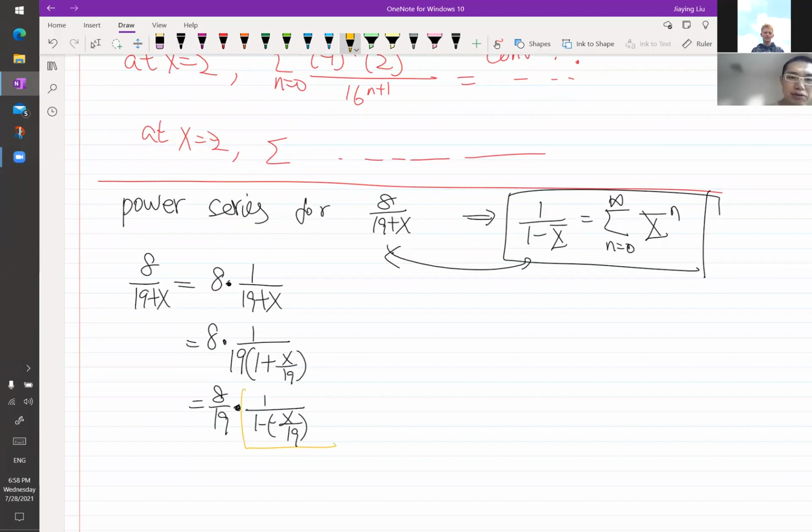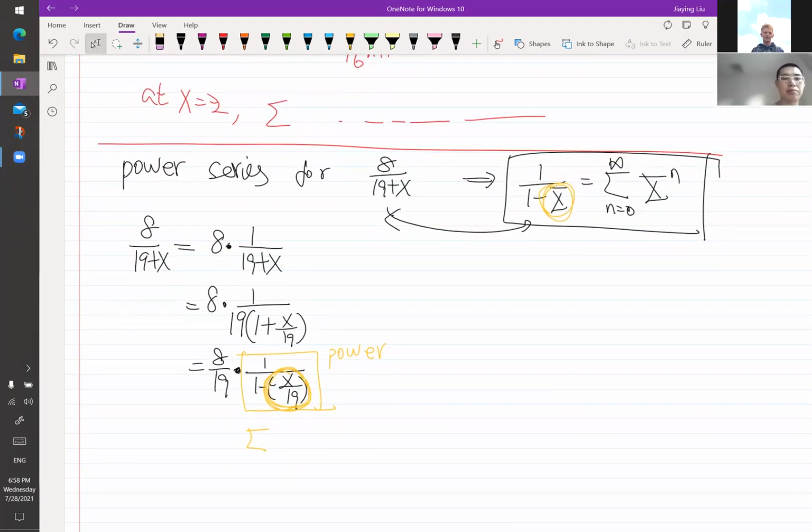So the next step is to focus on finding the power series for this part using the formula, because it's really just 1/1 minus some big chunk, right? So you can think about this in the parentheses. This part is the same thing as a capital X. Then you can find the power series for this part. I'm going to let you do the work. It should be manageable. And then you still have 8/19.